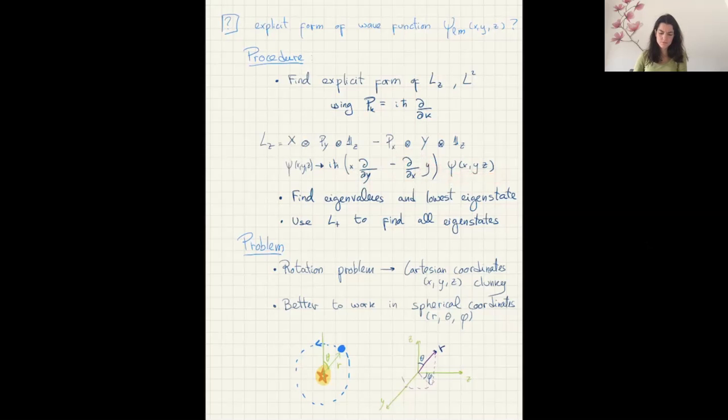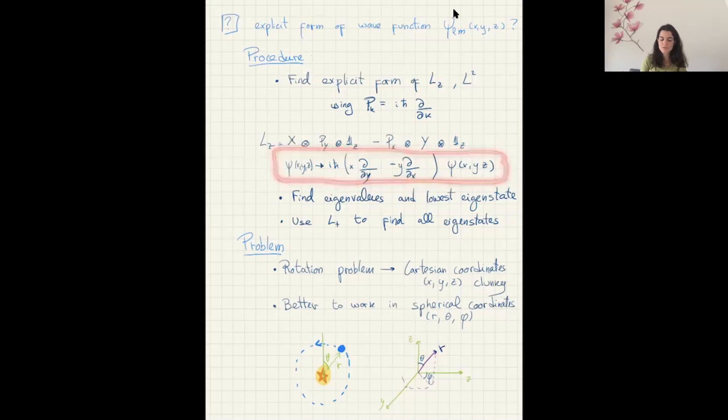Is that true? Sorry, give me a second. I think it doesn't need to be on this side. Right, there we go. Yes, because they act on different spaces, so it can be written like this. Good. Okay, so then we'd have this.